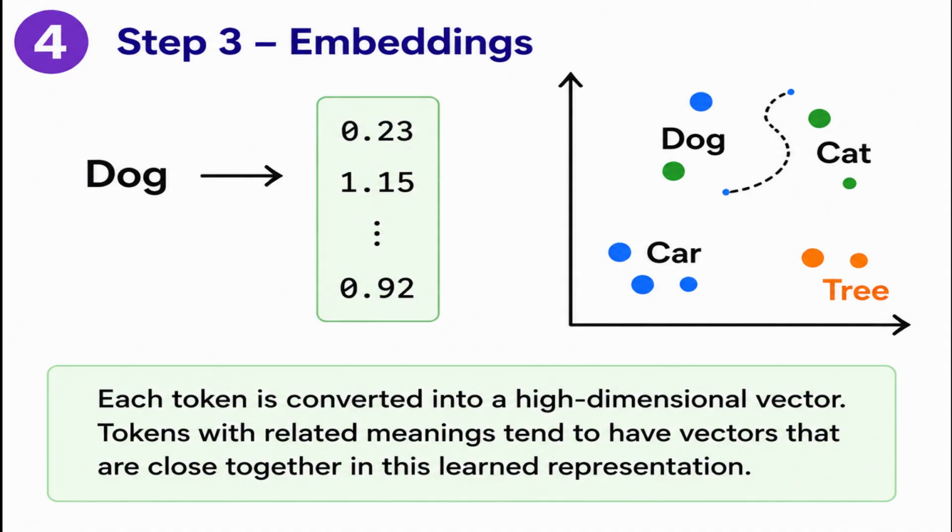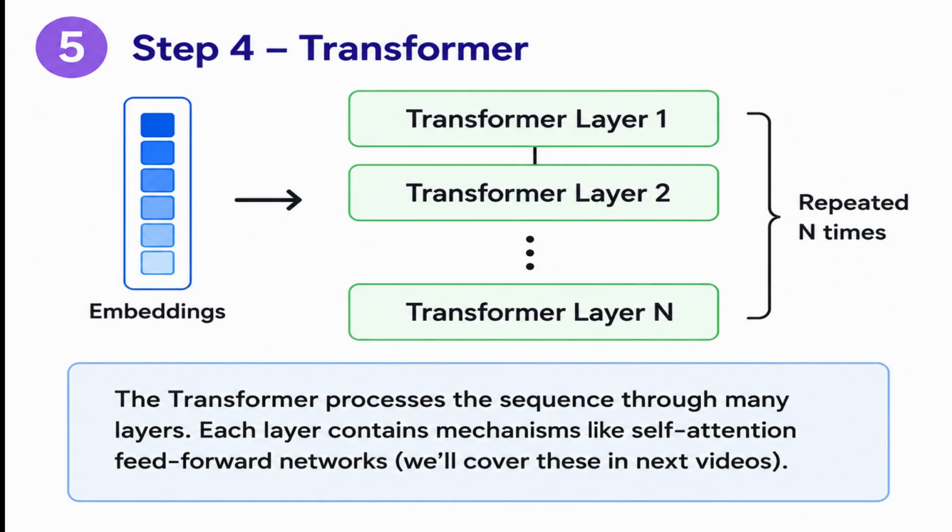Now comes the most important component, the transformer. This is the brain of ChatGPT. The transformer does not simply read one word at a time. Instead, it looks at the entire context. It understands how words relate to one another. Inside the transformer, there are many layers. Every layer gradually improves the model's understanding of your sentence. Each layer contains mechanisms like self-attention and feed-forward networks. Don't worry if this sounds unfamiliar. We'll dedicate an entire video to understanding how self-attention works.